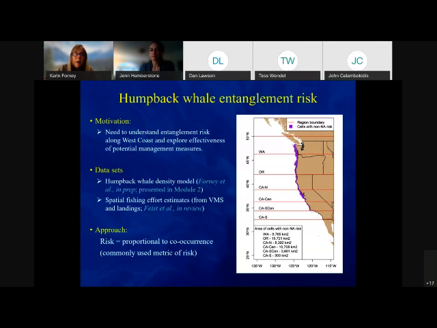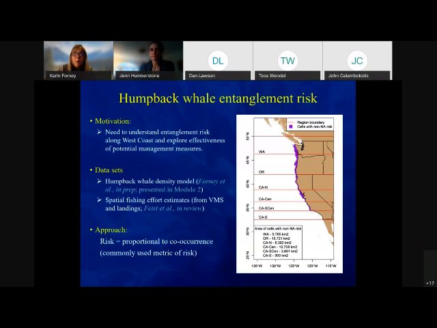The analysis I'll be talking about today includes primarily 2 data sets. One was the humpback whale density model that I talked about last week in module 2. And the other is an effort of spatial fishing effort for the California Dungeness crab fishery that was analyzed and provided by Blake Feist and colleagues. The fishing estimates are derived from VMS data and landings.